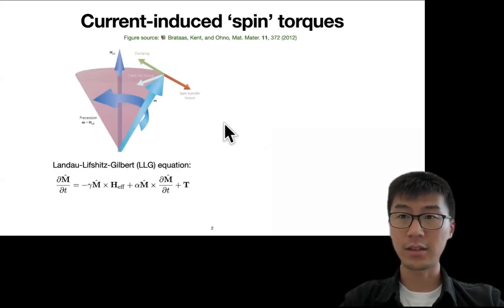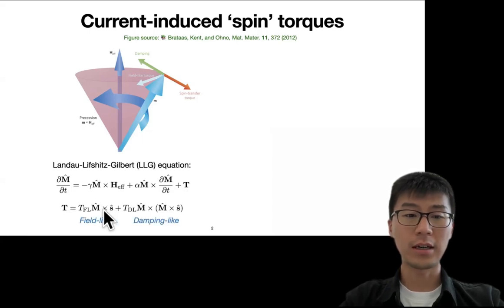Magnetization dynamics is often described by the Landau-Lifshitz-Gilbert equation. The first term describes the precession with respect to the effective magnetic field, including the internal field like anisotropy, and the second term describes the damping due to dissipation, coupling with other degrees of freedom. And the third term is the one that describes the torque that is externally applied by a magnetic field or by injecting spin or orbital angular momentum.